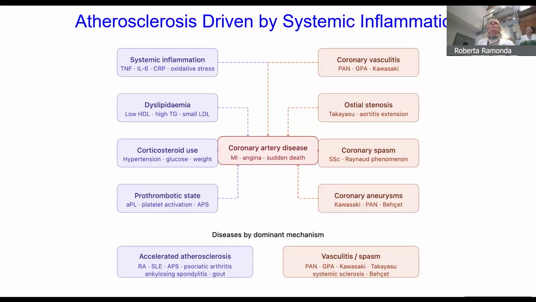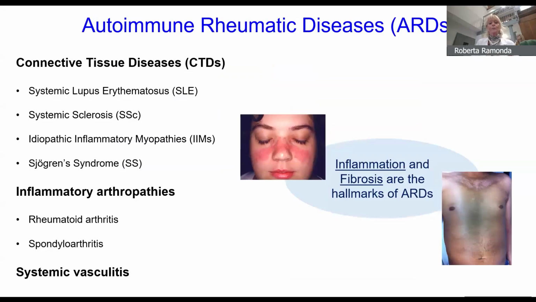Atherosclerosis is the pathognomonic prevalence in patients affected by systemic inflammation and also in patients with heart involvement, with high levels of TNF-alpha, IL-6, IL-1, and CRP. Oxidative stress and dyslipidemia can be present, as well as corticosteroid use in these patients, with hypertension, high glucose levels and overweight, and also the prothrombotic state. These are responsible for coronary artery disease.